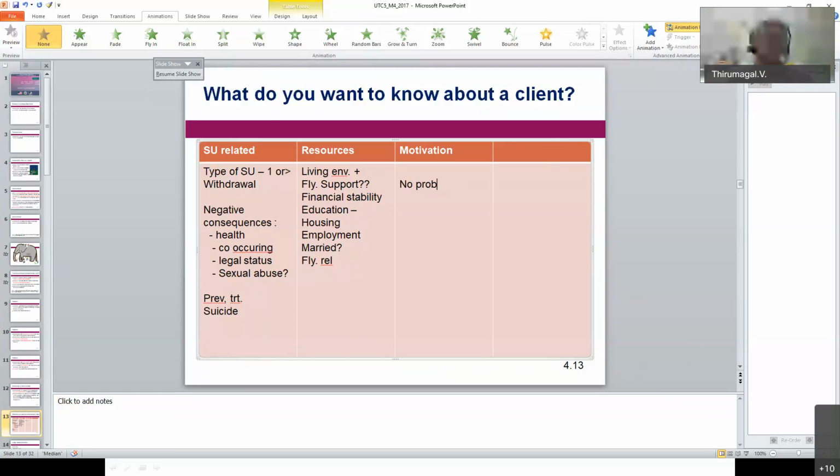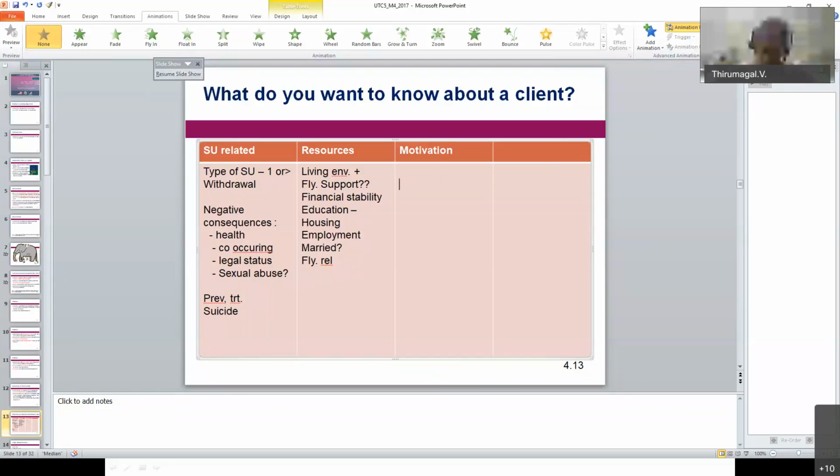Pre-contemplation. Very good. Excellent. Suppose I am saying, of course, it's causing problems, but you see, I heard that quitting heroin is very difficult. Withdrawal is very painful. I'm not sure. Which stage am I in? Contemplation. Very good.